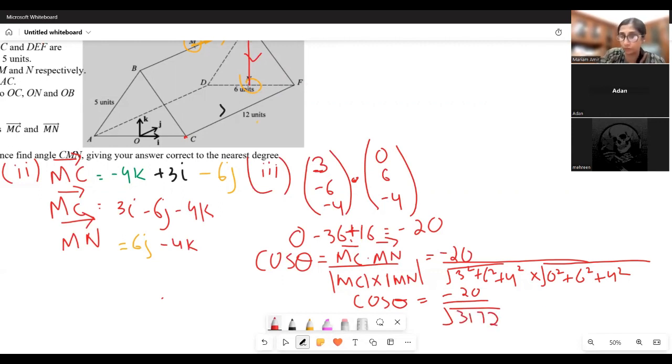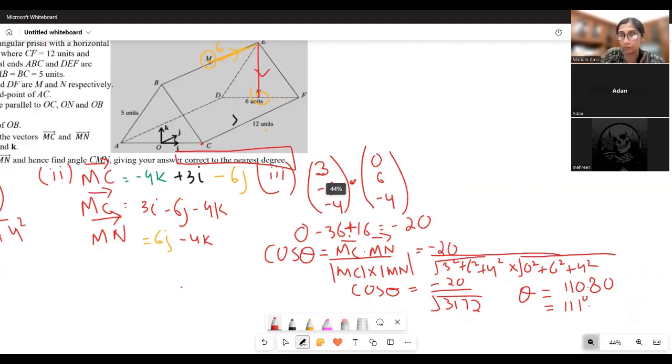This should give you an obtuse angle. When you take cos inverse, you'll get 110.80, which is 111, correct to the nearest degree, guys. So it's going to be 111 degrees. You have to be very careful about the special instructions given in the question. 111 degrees.